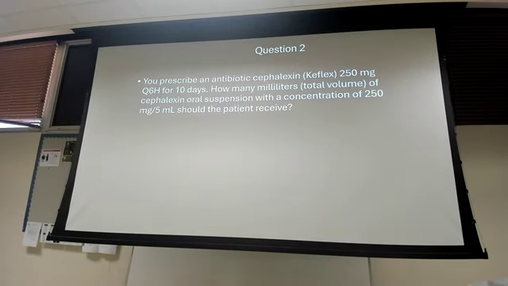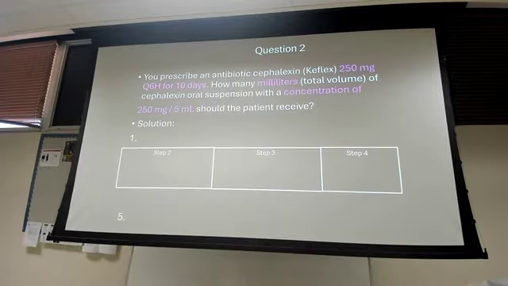So let's do another example so we can figure this out. You prescribe an antibiotic, cephalexin, 250 milligrams Q6 hours for 10 days. How many milliliters of total volume of cephalexin oral suspension with a concentration of 250 milligrams per 5 milliliters should the patient receive? So we'll highlight the important parts that we should focus on.